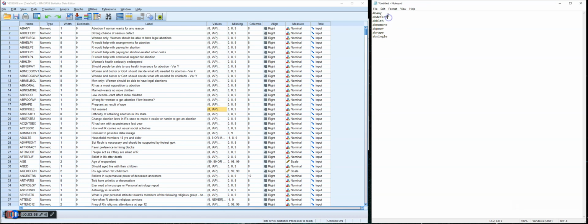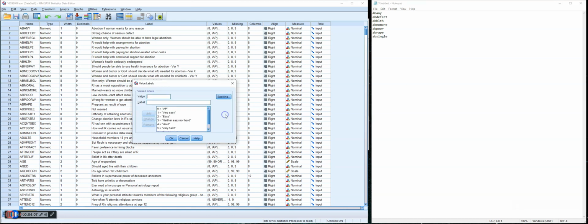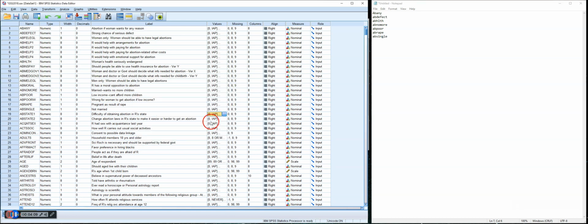So we have variables 1, 2, 3, 4, 5, 6, 7. So we have 7 variables about their attitude about the abortion.